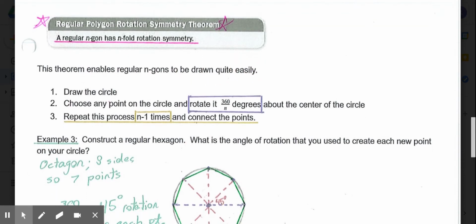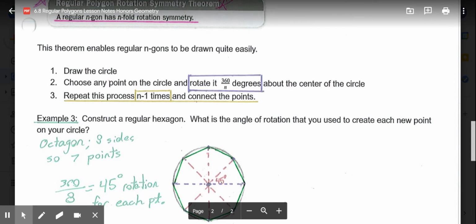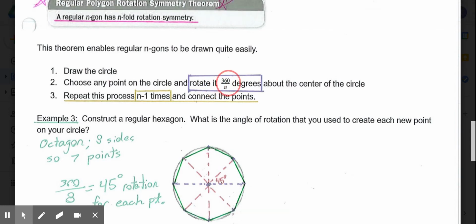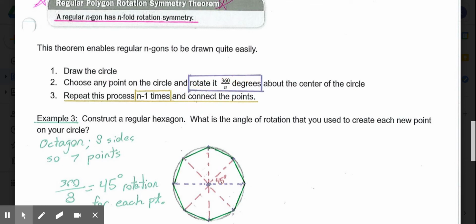So the way that they're recommending that you can draw a regular polygon using this theorem is first, draw a circle. Then you choose any point on that circle, and you're going to rotate it 360 divided by n. So your n-fold symmetry divided by n. So if it's 8 sides, we would want to divide by 8. So you're rotating it 360 divided by n degrees about the center of the circle. Repeat this process n minus 1 times and then connect the points.